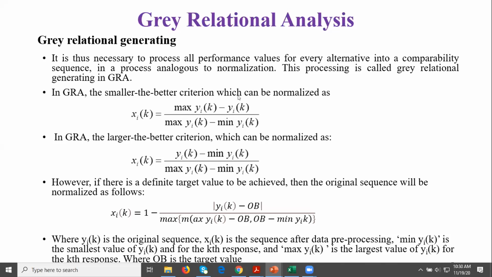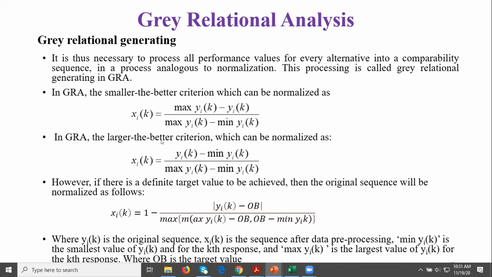Okay, this is the formula. From one particular column, that means one particular response, whatever the maximum value and whatever the minimum value, they take, and they use those values for the particular experiments. So that's why the values are being normalized here, and that's why these formulas are used. For smaller is better, I'm using the maximum value.